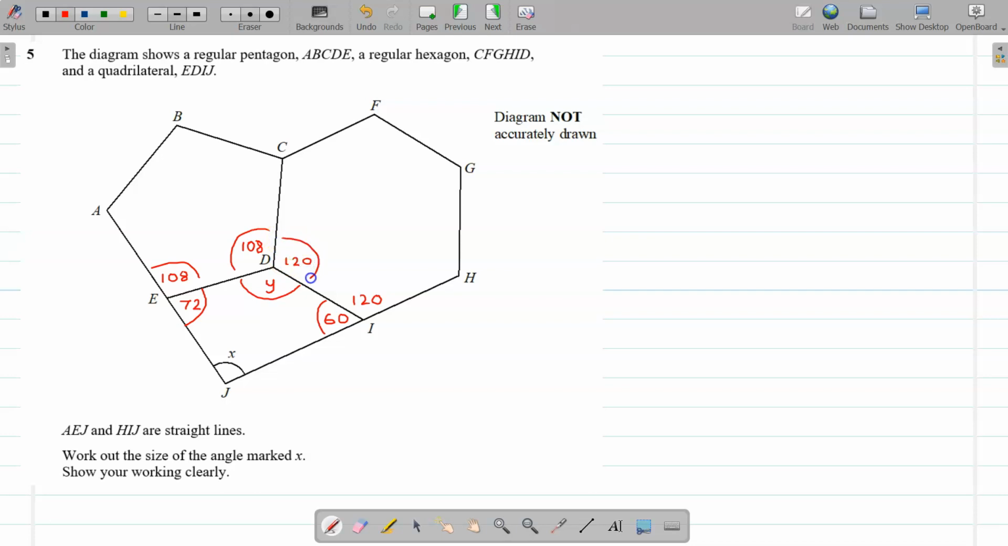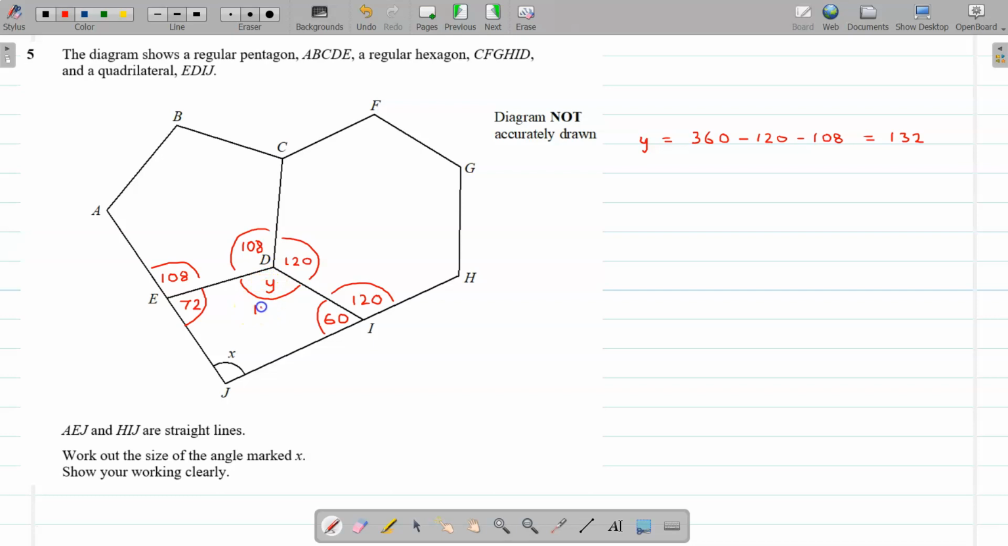Okay, and now I've got 3 angles around a point. So I'm going to put here a calculation that y is 360, and from that I'm taking away 120, and I'm then taking away 108. Okay, and that leaves me with 132, which is the angle y.